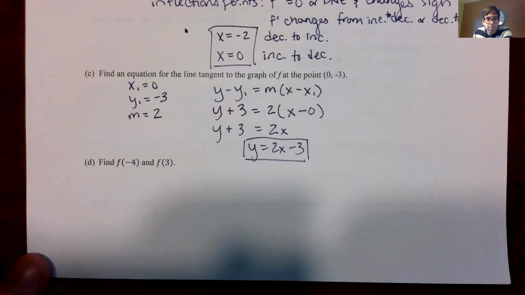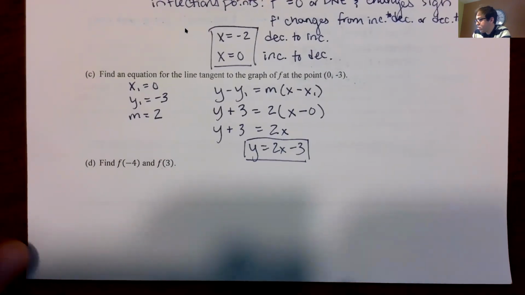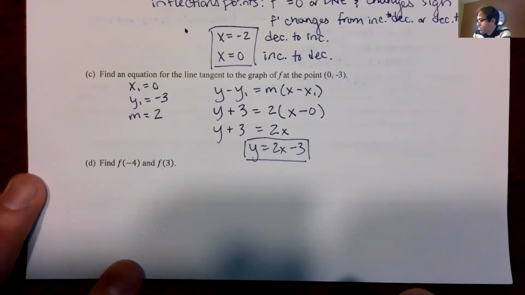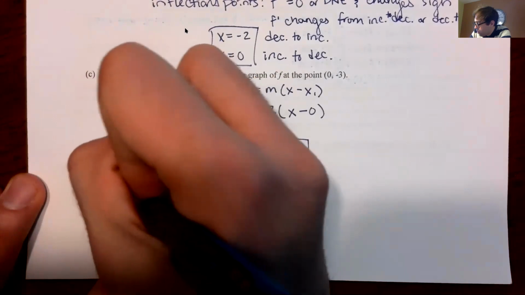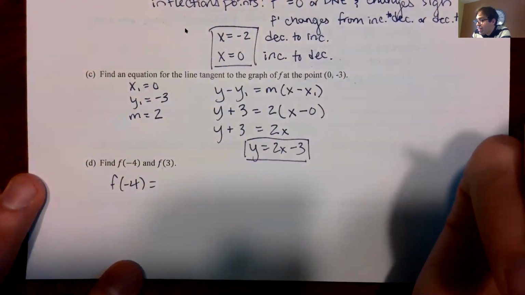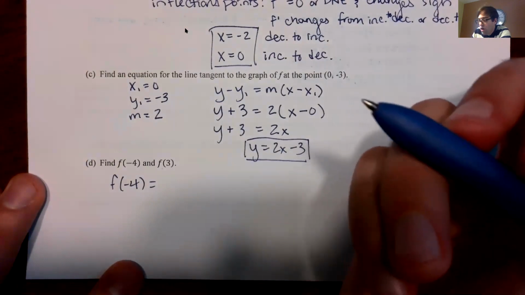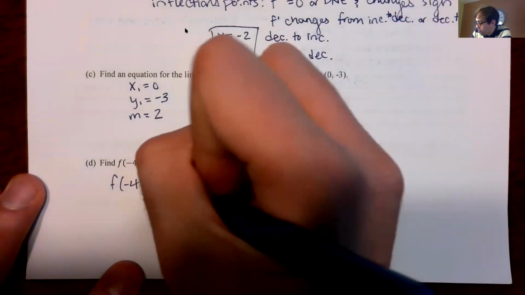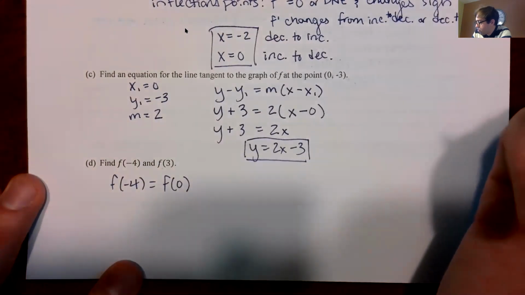Letter D, find f of -4 and f of 3. So we're going to use the fundamental theorem of calculus to do this, but rearranged. And this will hopefully look familiar to you. To find f of -4, right now the only value that we know on the original graph is f of 0. So we're going to start with f of 0.